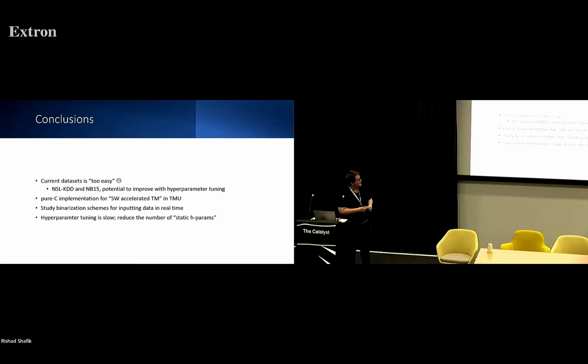Also, the only data sets that we didn't get 99.9% on were NSL-KDD and NB15. But I also think that if we do some more hyperparameter tuning, we would probably get close to 99 there as well. But what is the point? The data sets are too easy. We need to find a better way to measure.